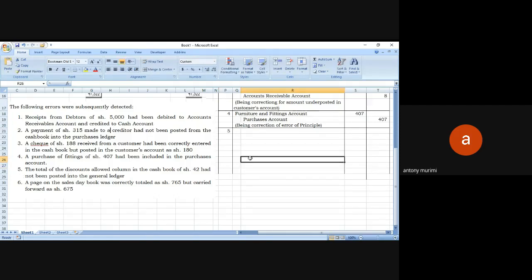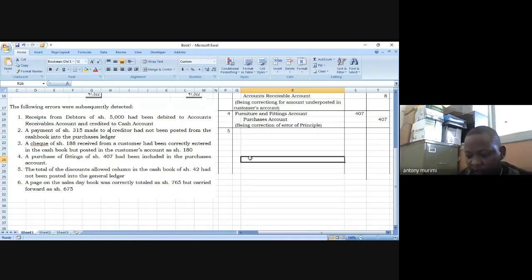The fifth error, that is the total of discounts allowed column in the cash book of 42 shillings, had not been posted in the general ledger. So back to the classification of the ledger, we have the general ledger, the purchases ledger, and the sales ledger. So the entry here was not made in the general ledger, where we have the discount allowed account.